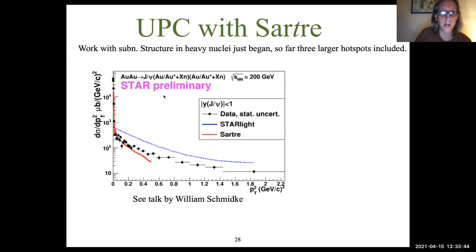And just to mention, STAR data goes up to 2.3, I guess, 2.4, here in the pT squared of the J/psi, which is basically t. So they go a bit further, and maybe they can push it a little bit further also with more statistics in the future. So we might be able to see some hints of a further substructure there.